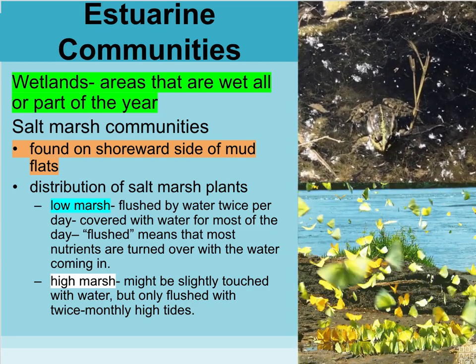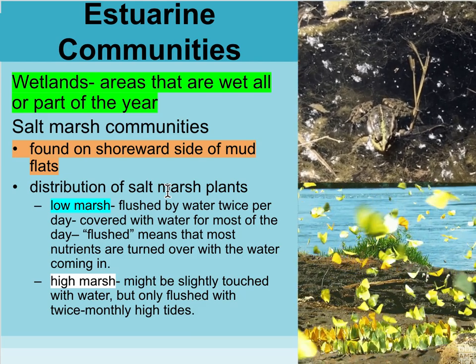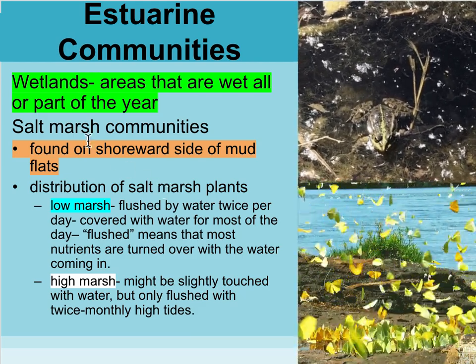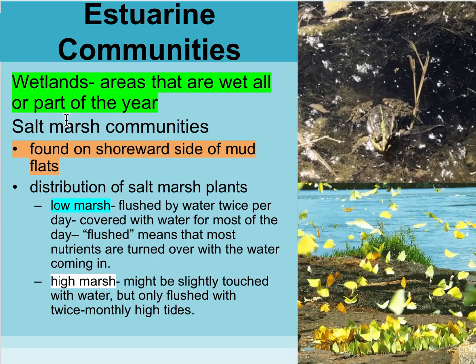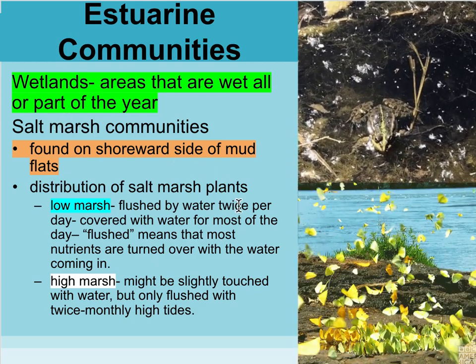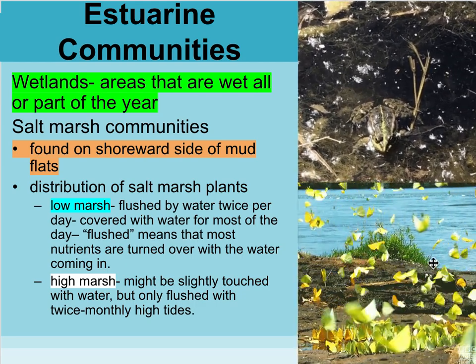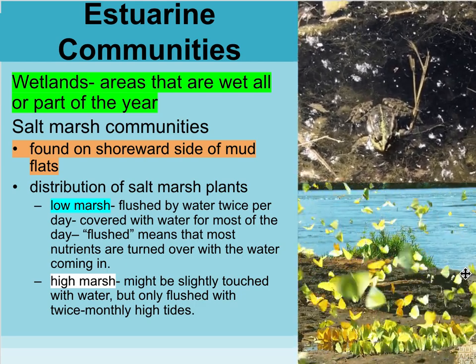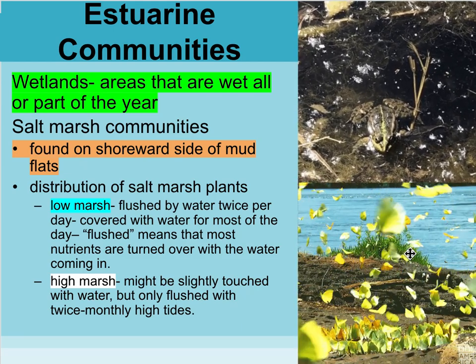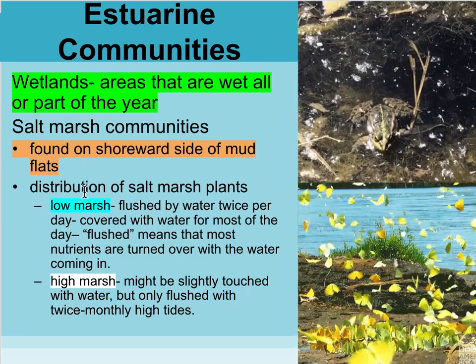Okay. Wetlands are areas that are wet for all or most of the part of the year, and one of them is called a salt marsh. A salt marsh is an area that is found on the drier side of the shoreline right next to the water. So there's a low marsh and a high marsh.